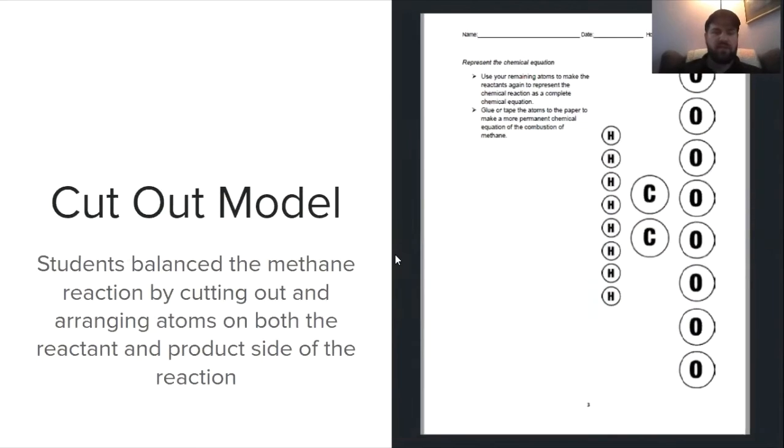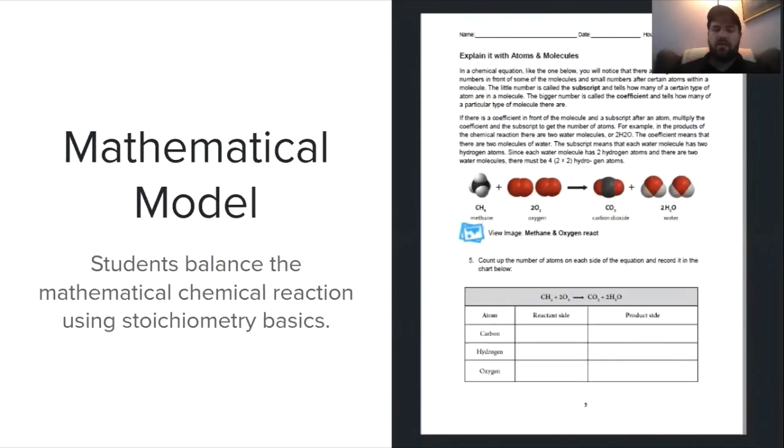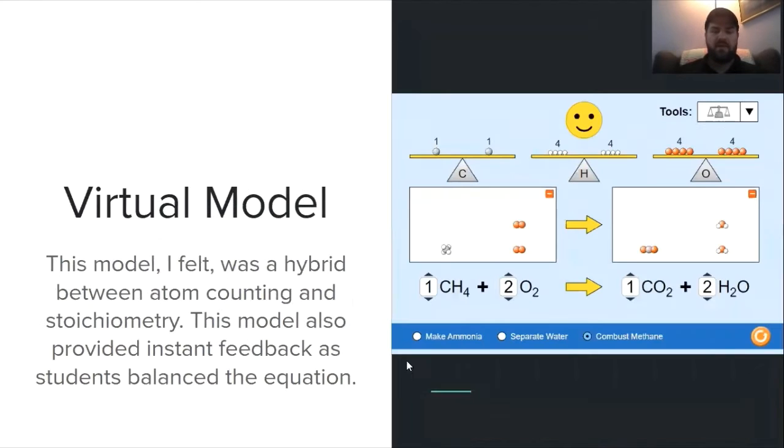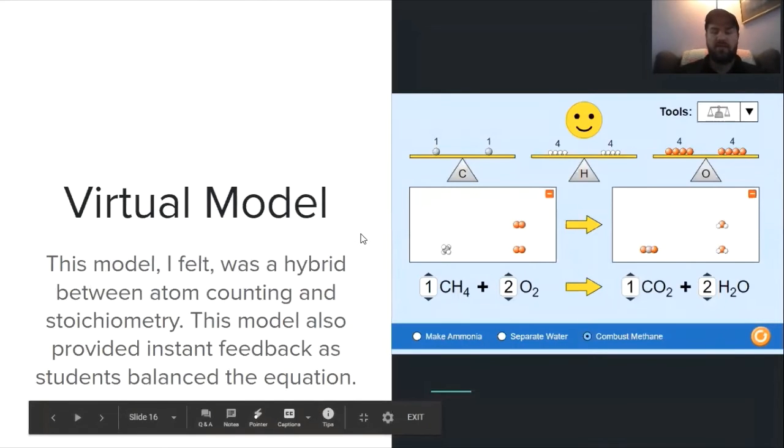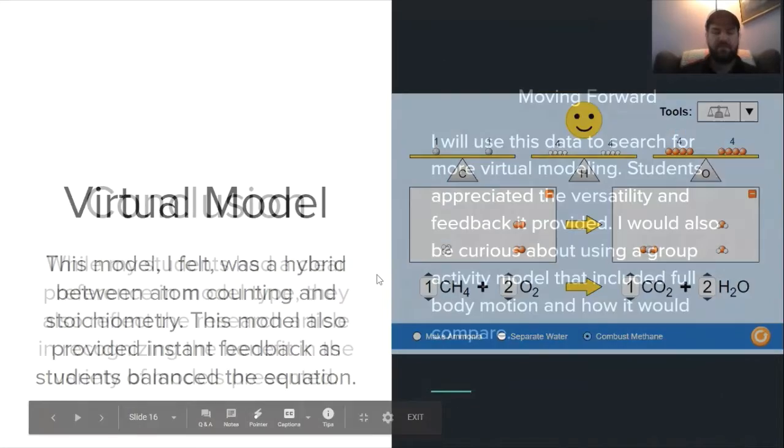The first model I used was a cutout model, so students balanced the methane reaction. The second model I used was the mathematical model, and then finally used the virtual model. This is actually a PhET simulator model.